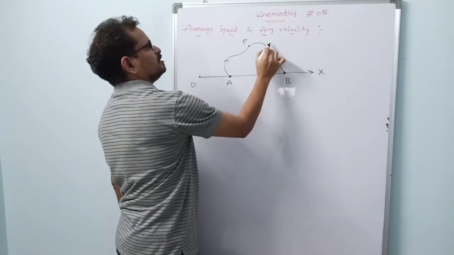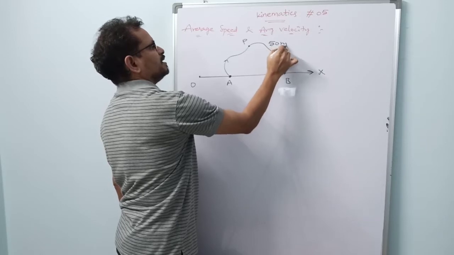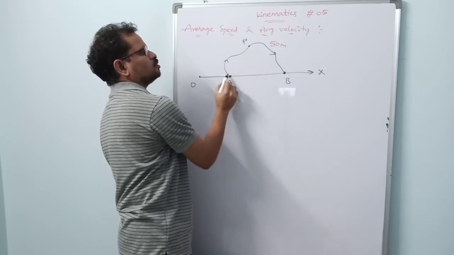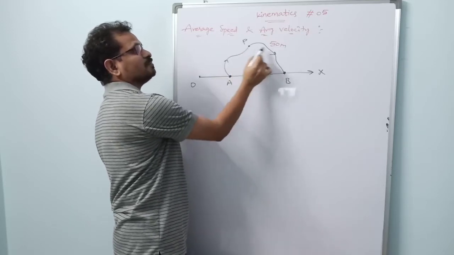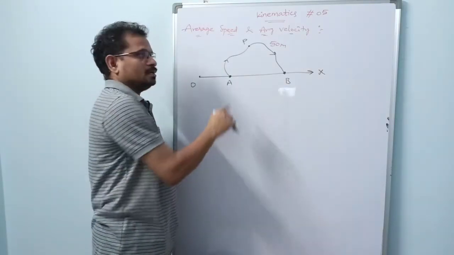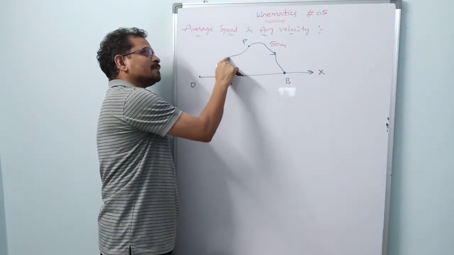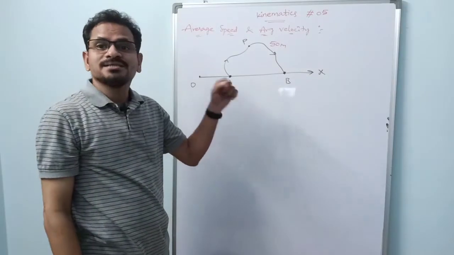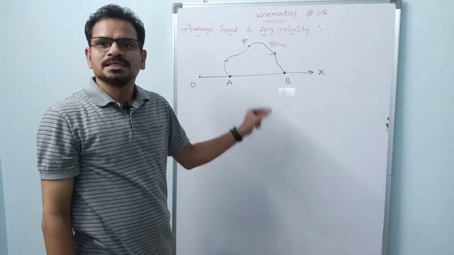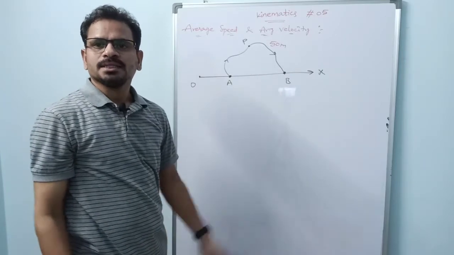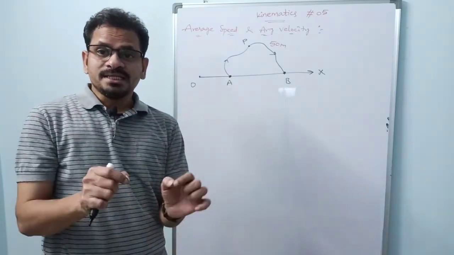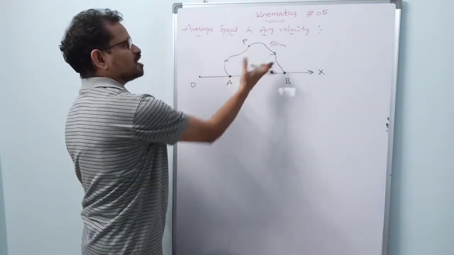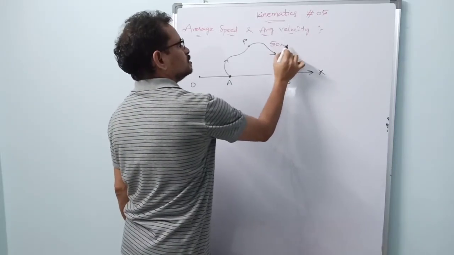Suppose the length of this path is 50 meters. So this is the actual path. Why do we call this the actual path? Because it is the path on which the particle traversed. The particle actually moved on this path, so it is called the actual path, and its length we call the length of the actual path. That is distance. What is the definition of distance? The length of the actual path is called distance.